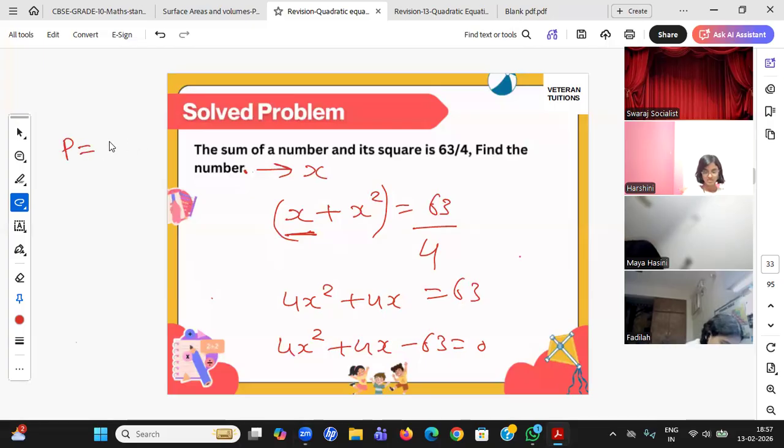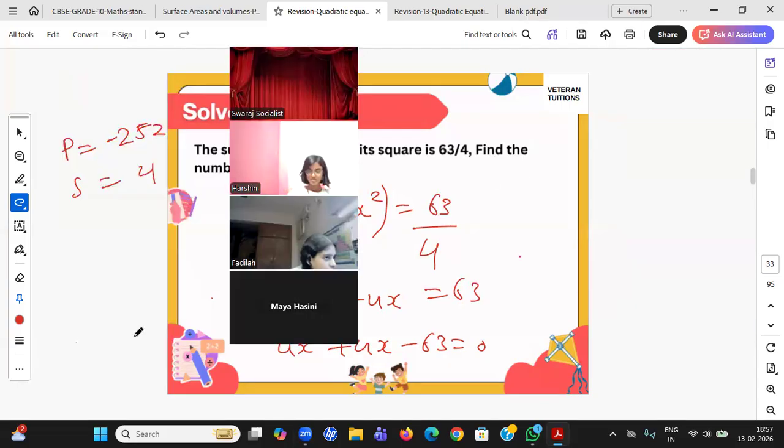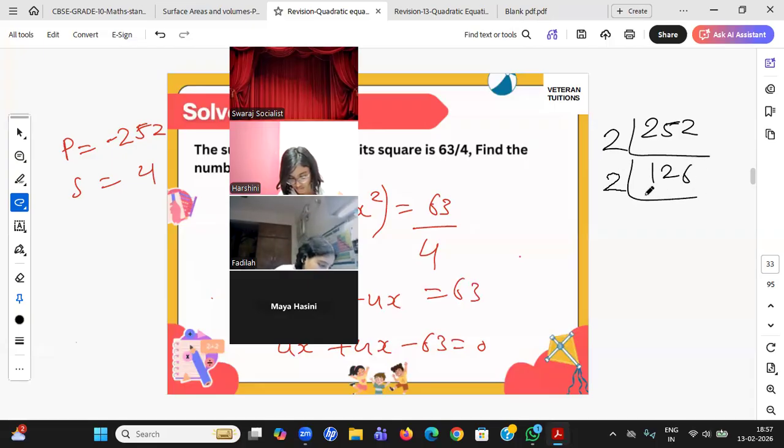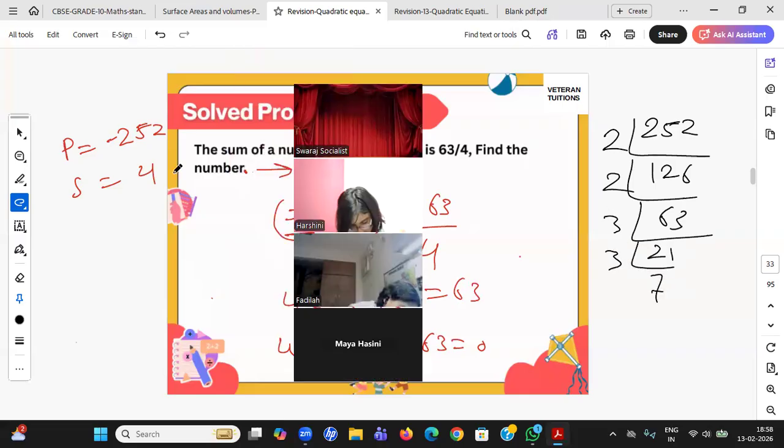Product equal to 4 into minus 63, which is minus 252. Sum equal to 4. So how to find the factors? Whenever you are struggling to find the factors, try the factorization of 252. 2 ones are 2, 2 twos are 4, 2 sixes are 12, 3 twos are 6, 3 ones are 3, 3 sevens are 21. Now you choose the combination. Which combination will give you sum 4?